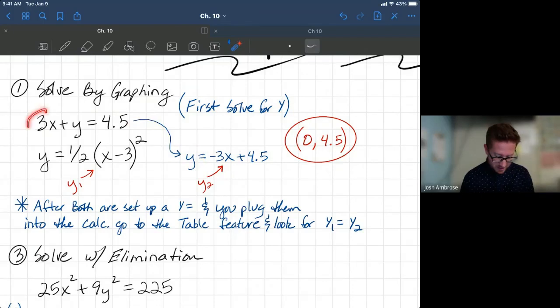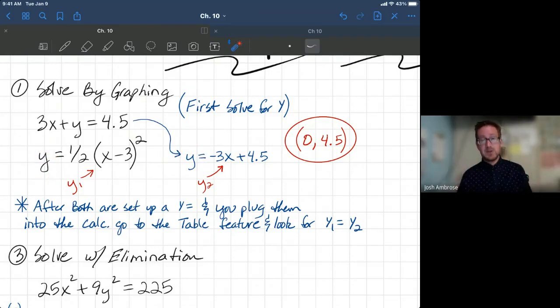So what I did is I took the 3x, I moved it over. That's why you're going to notice a negative 3x here. Okay, positive 4.5 because that didn't move. This equation is already set up for y. So what I did is I took this one because it was already set up for y. I made this y1 in my graphing calculator. And then I made this one y2 in my graphing calculator. Does it matter which one you make, y1 and y2? No, it does not. So you could flip those in terms of y1 and y2. It doesn't matter. What does matter is they both have to be set up for y equals.